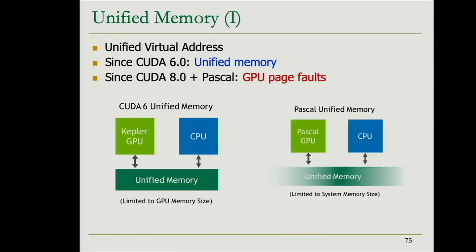With CUDA 8 and the Pascal architecture starting, this was actually 2016, end of 2016. These two can access the same arrays at the same time. You only need to allocate once in the CPU memory, and somehow the GPU can directly access the CPU memory.